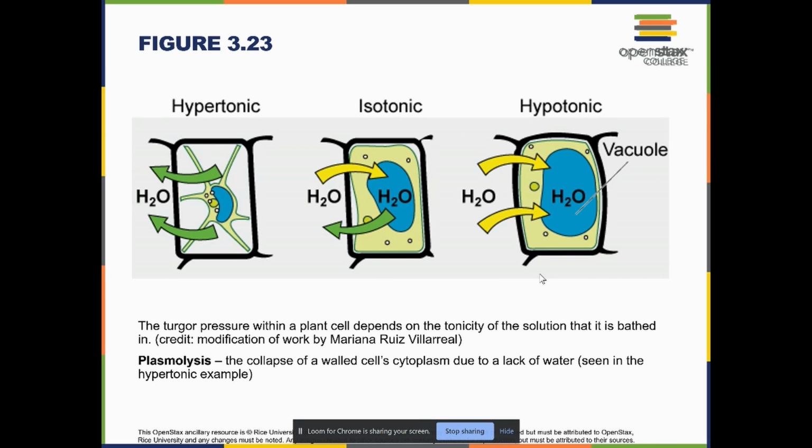In a plant cell, we don't necessarily see lysis of the cells, but we can see plasmolysis, or the collapse of a walled cell's cytoplasm due to a lack of water. So plant cells don't crenate. Instead, their cell membranes pull away from their cell wall. And in a plant cell, if it's placed in a hypotonic solution where it starts to swell, that actually helps the plant. It makes it turgid. As long as it's not a waterlogged plant, it doesn't really result in a whole lot of negative for a cell with a protective cell wall like eukaryotic plant cells.